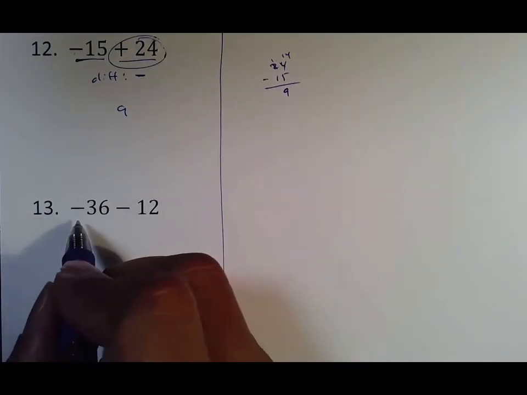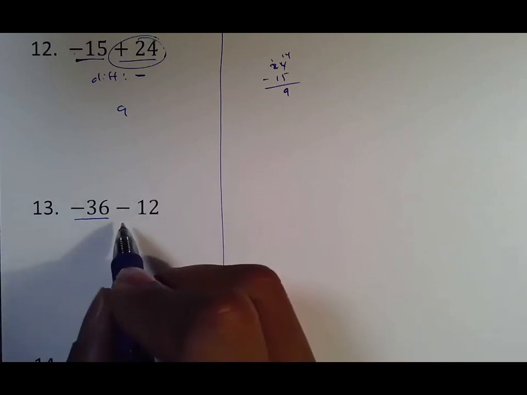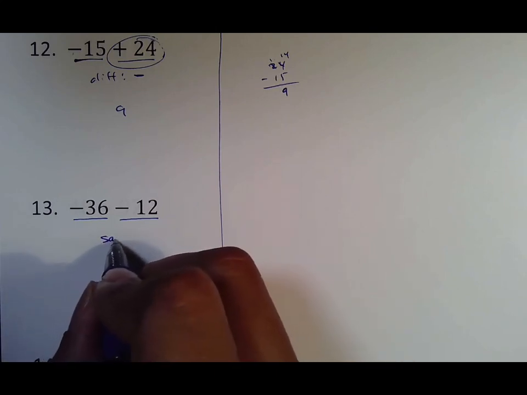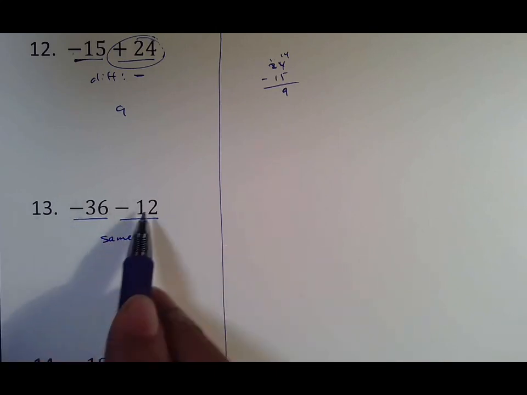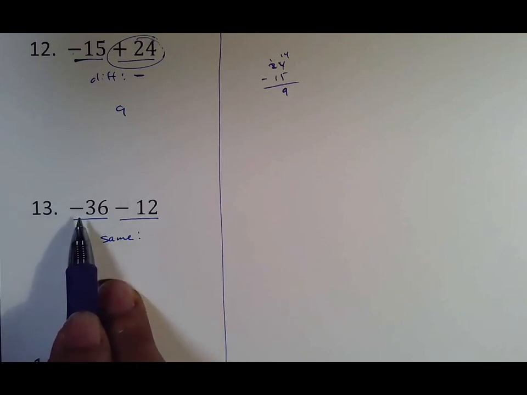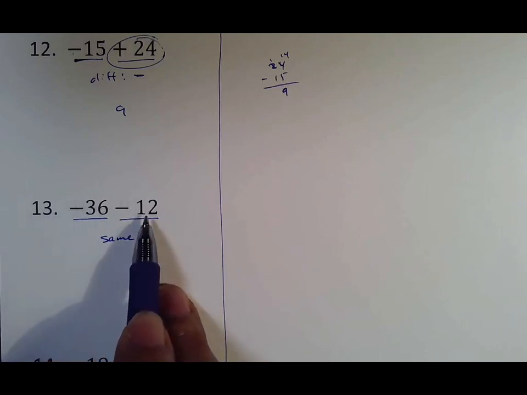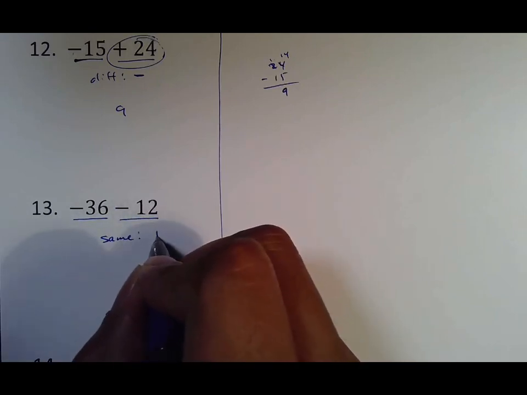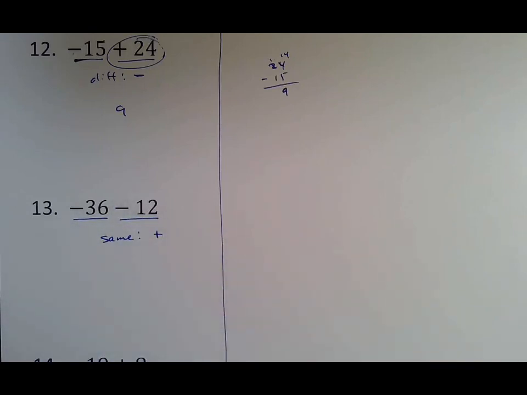Number 13, -36, -12. In this situation, the signs are the same. Because they are the same, you're putting 36 negatives on the table. You're putting 12 negatives on the table. Nothing cancels because they all like each other. Again, they agree, so we are going to add this up.